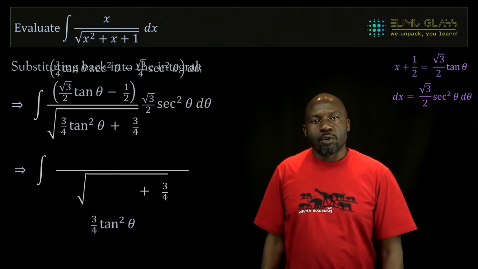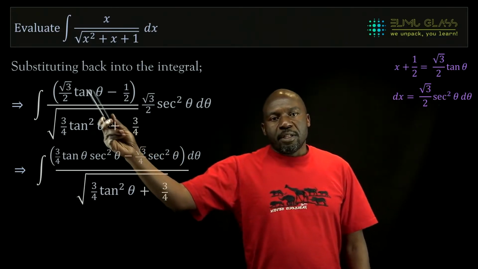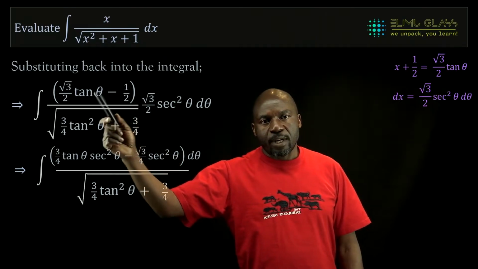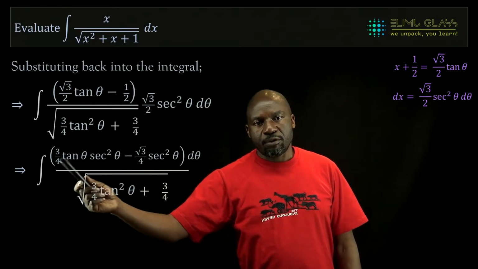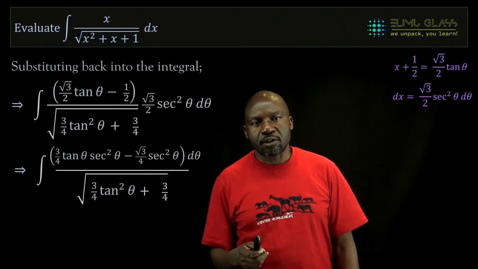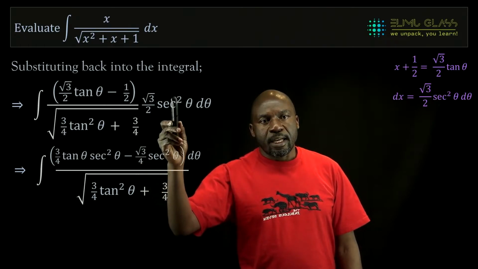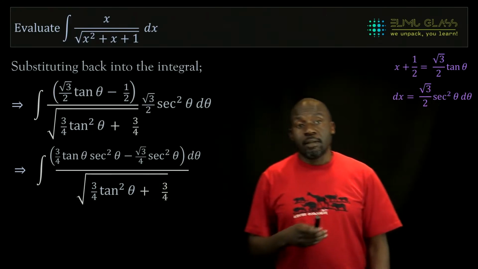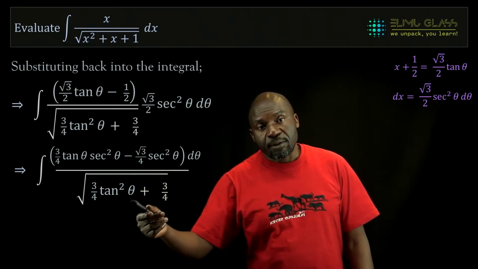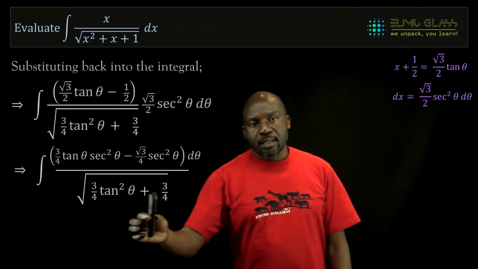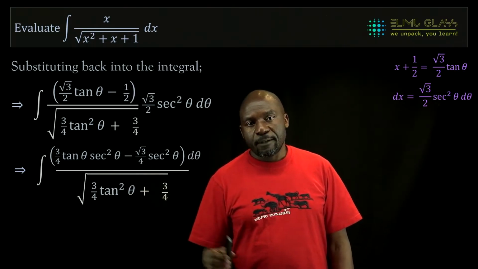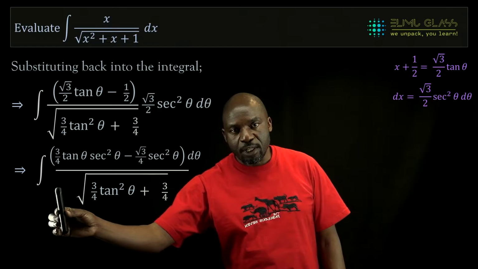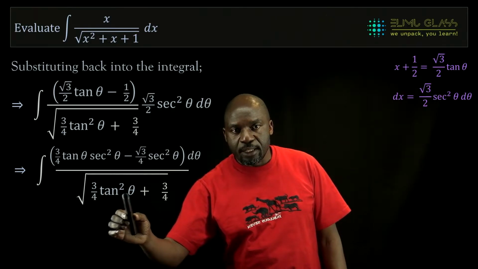So what do I get now? I open this bracket here, so root 3 over 2 sec squared of theta multiplied by that first term in there gives me this 3 over 4 tan theta sec squared theta minus, then this multiplies the half and I end up with root 3 over 4 sec squared of theta d theta. The denominator still remains the same. Now I can simplify the numerator and the denominator. The denominator becomes root 3 over 2 outside, and then I'm left with tan squared theta plus 1.